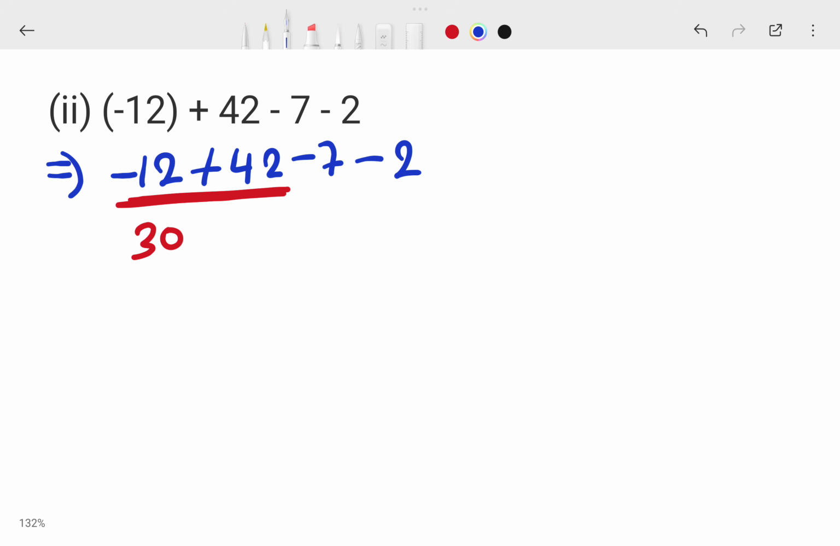After that, what is left here? So after that, here minus 7 and minus 2 are left. So now we will do these two again. So if you subtract 13 minus 7, it is going to be 23, I think.